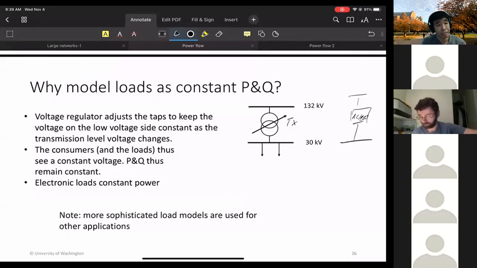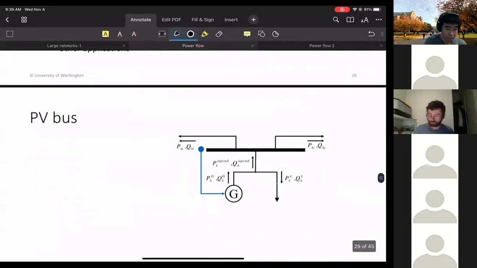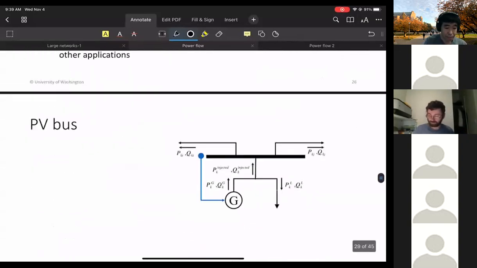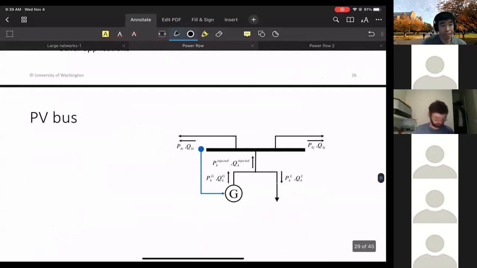We don't really have that many so-called constant impedance loads in the system. Most loads in the system are constant power loads. So the load is PQ, and then the PV bus is typically the generator bus. So what does a generator bus do?